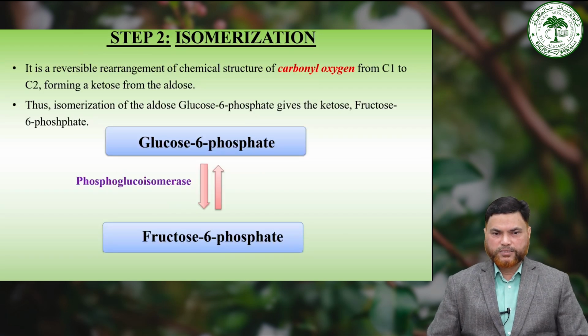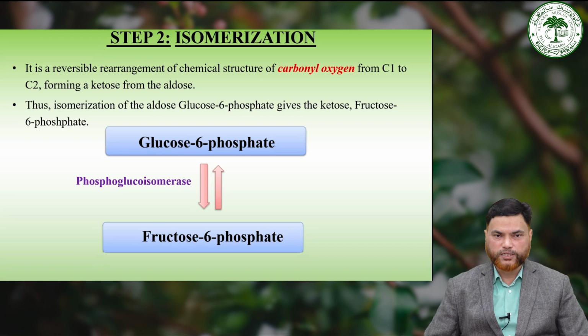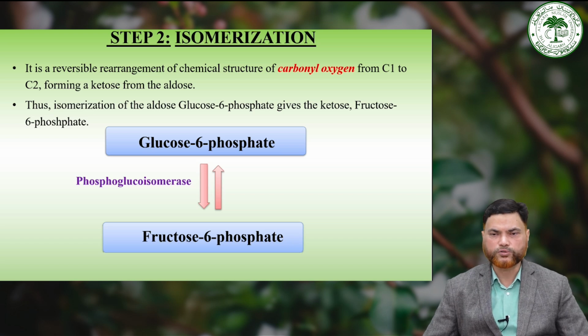Now the second step is the isomerization step. In the second stage, the transformation of glucose 6-phosphate through isomerization takes place, and the carbonyl oxygen originally located at C1 is shifted to C2, resulting in the conversion of the aldose glucose 6-phosphate into the ketose known as fructose 6-phosphate.